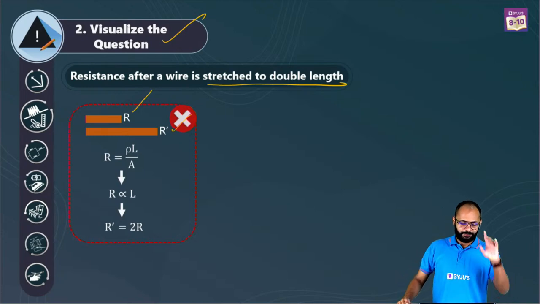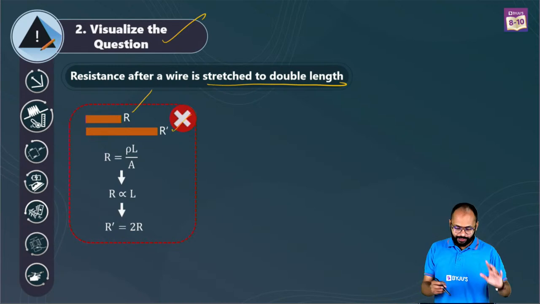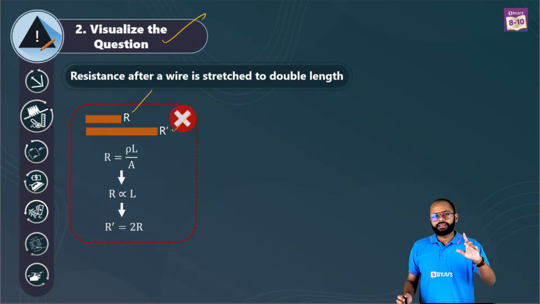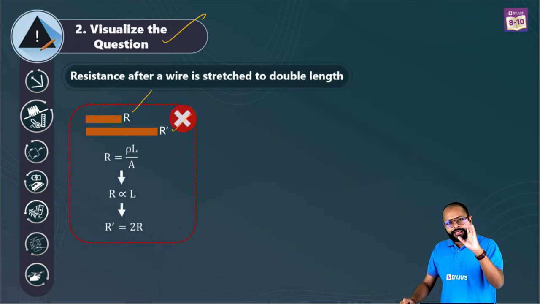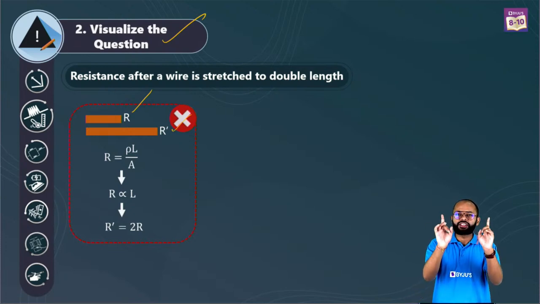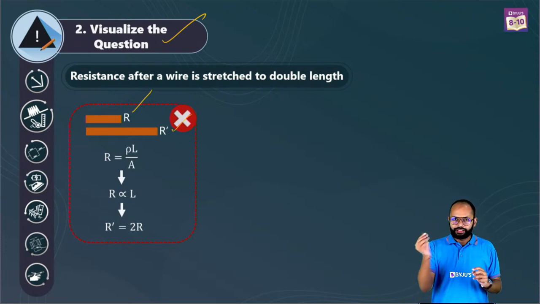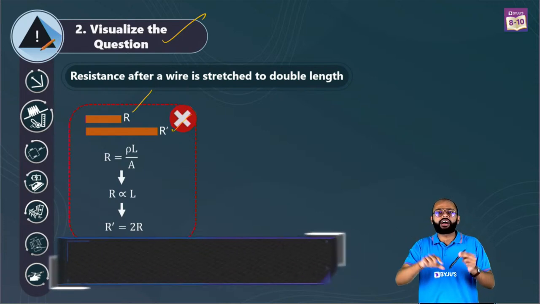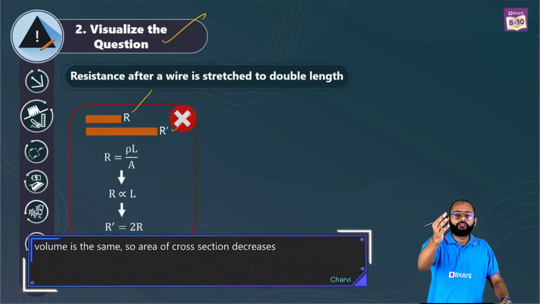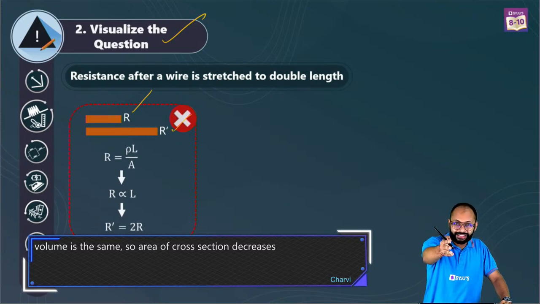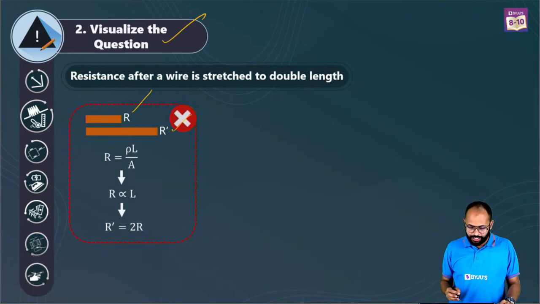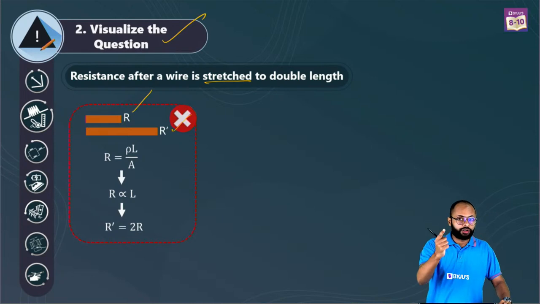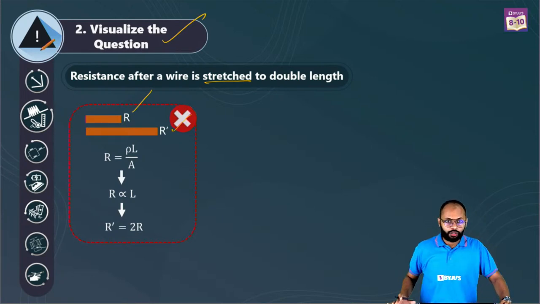Main focus in this kind of language. The reason we are doing this session is, these kinds of languages come in exams. Whenever it is stretched, this was my wire, I have stretched it. If you stretch a wire, what will remain constant? Volume will remain constant, right? That is the important thing. Stretched is the word you need to take note of. These are important things, guys. Note down.